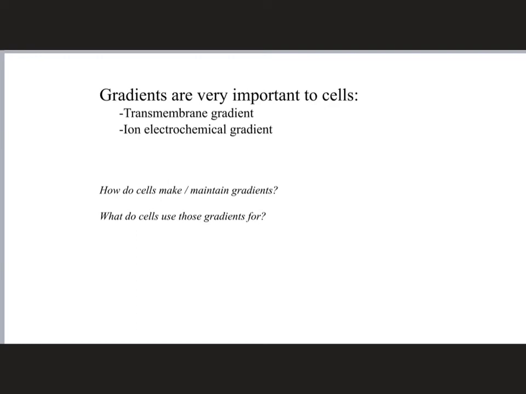In this video, we're going to talk about active transport. And so this active transport is very important for making gradients. And as we know, gradients are very important to cells. We talked about how gradients are really important in terms of a sodium gradient and a potassium gradient.